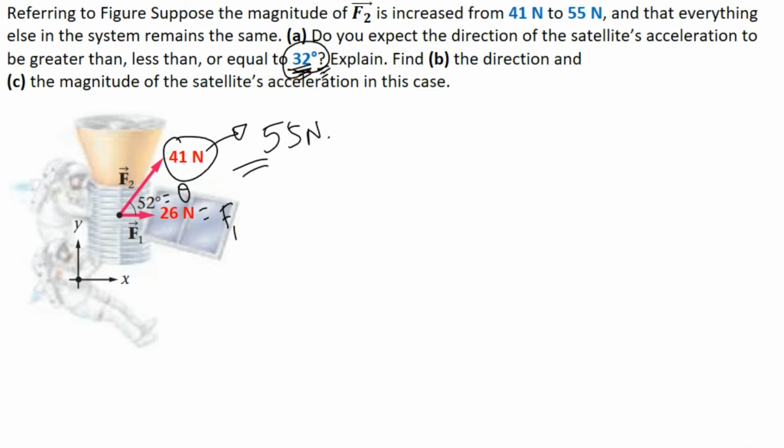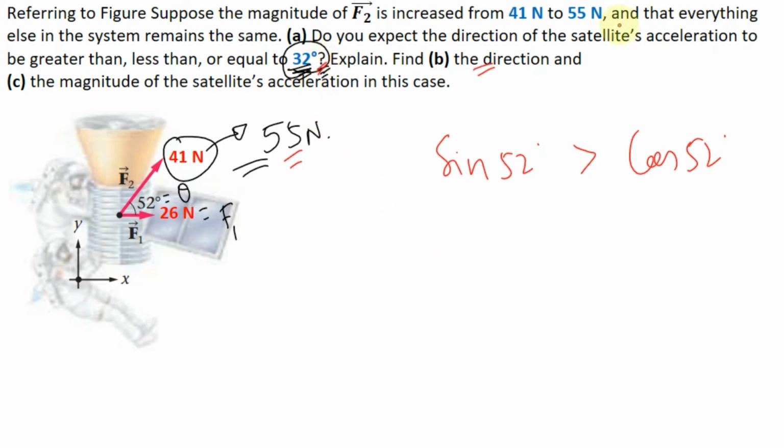Now if you find the direction of acceleration, you will see that it will be greater than 32 degrees. Why? Because the magnitude of this force F2 is increased to 55 Newton, and if you compare the increase in y component, if you see sine 52 degrees, this value is greater than cosine 52 degrees, and hence the y component of the F2 force is increased more as compared to the x component, and thus the angle will be greater than 32 degrees.